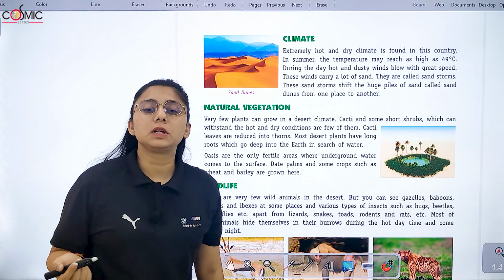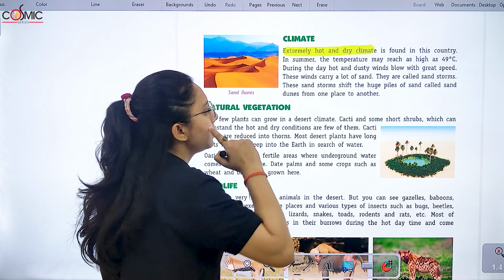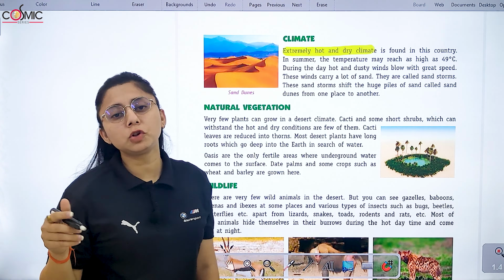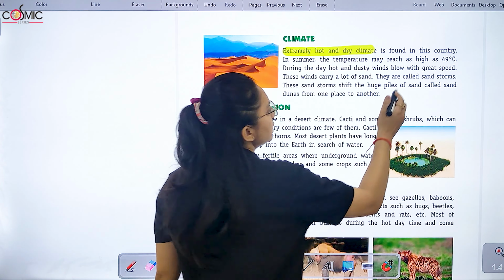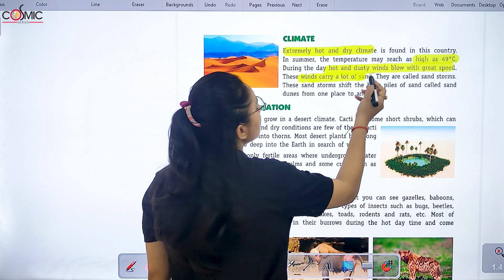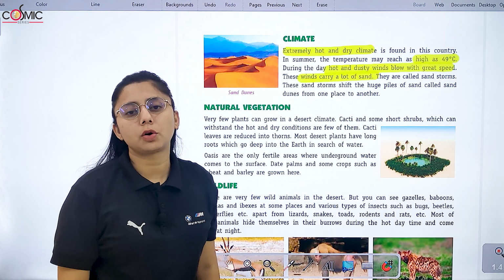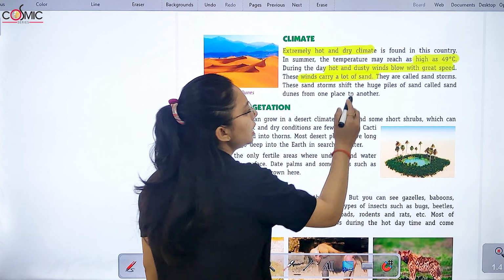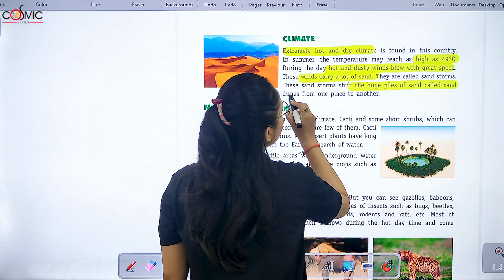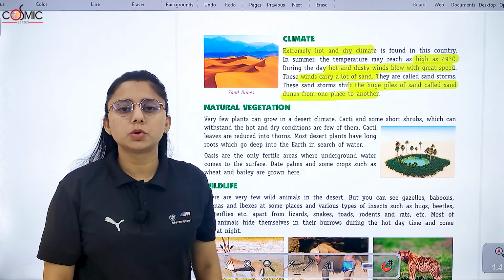If we talk about climate, तो extremely hot होता है और dry climate होता है, ठीक है? और अगर हम summer में बात करें तो temperature जो है वो कितना पहुंच जाता है 49 डिग्री सेल्सियस. So during day hot and dusty winds blow with great speed and ये जो wind होती है sand को carry करके ले जाती है, what we call them sandstorm, right? So it shifts the huge piles of sand called sand dunes from one place to another. क्या एक place से दूसरी place.